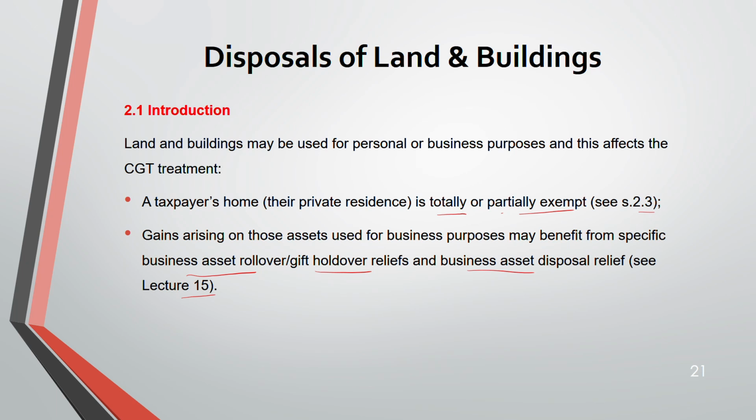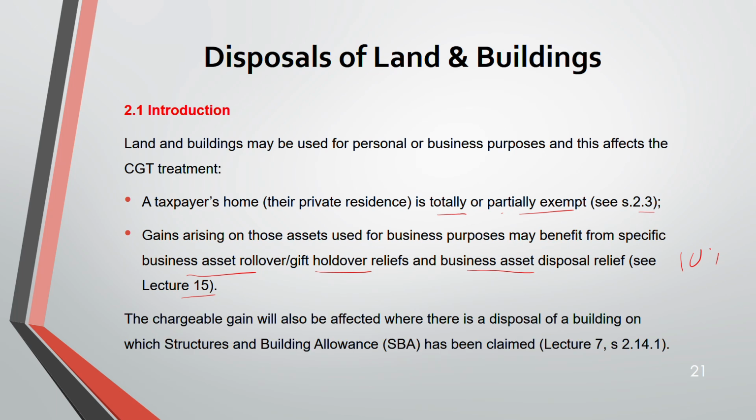Only 10%, not the residential rate. No, because residential property is not taken as a business asset. Okay, only the other assets. So you pay the rate at 10%. You reduce the CGT rate. Okay, I hope with this brief understanding you somehow understood this, and later it will help you in lecture 15 also.